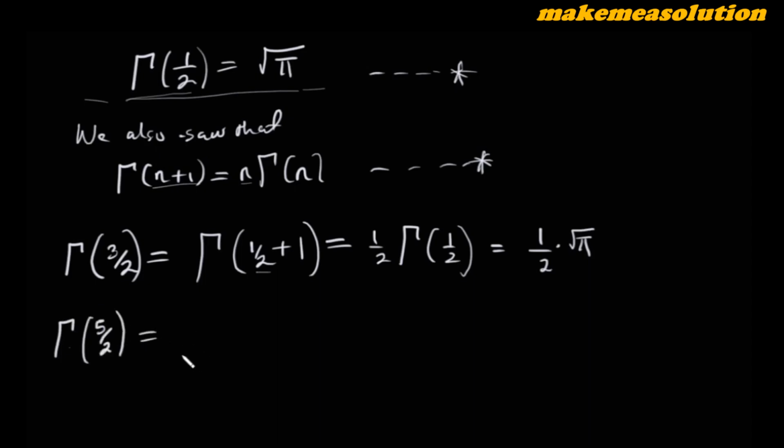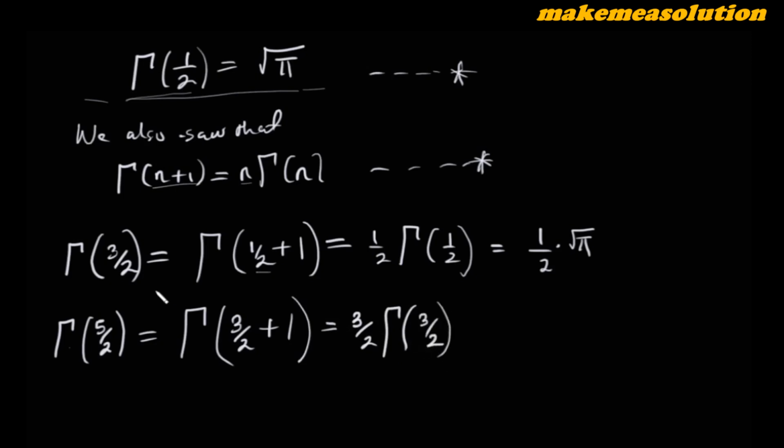So let's go to the next one, gamma of 5 over 2. You can break it down in this form, something plus 1, and definitely that's 3 over 2 plus 1. So gamma of 5 over 2 is 3 over 2 gamma of 3 over 2. And since we have already evaluated the value of gamma of 3 over 2, this is 3 over 2 dot, the answer for gamma of 3 over 2, which is 1 over 2 root pi.